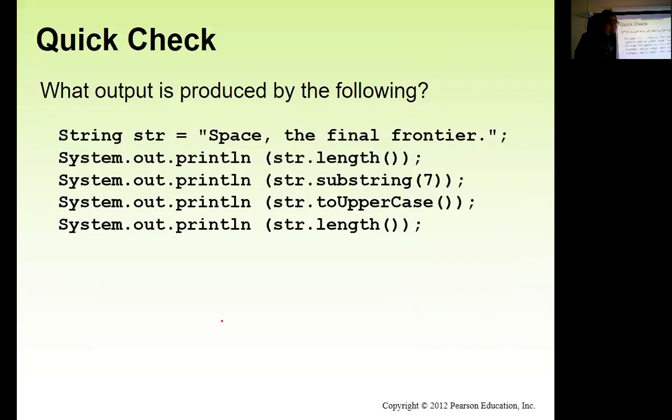Substring 7, what would I get? Space. You get space in the column. And toUpperCase, not telling you if you're right or wrong. And then str.length. Having done all of that, what would I get for str.length?